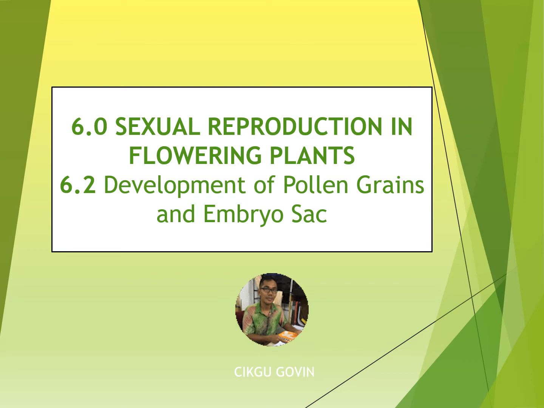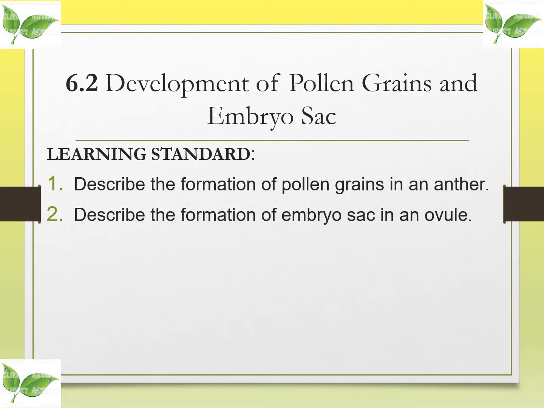Our topic today is sexual reproduction in flowering plants, and our subtopic is 6.2, development of pollen grains and embryo sac. Learning standard number 1, describe the formation of pollen grains in an anther. Number 2, describe the formation of embryo sac in an ovule.